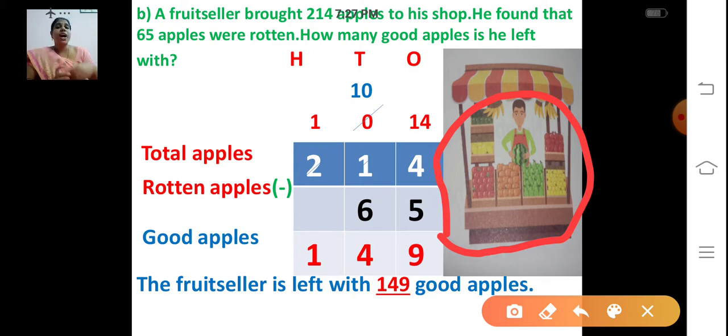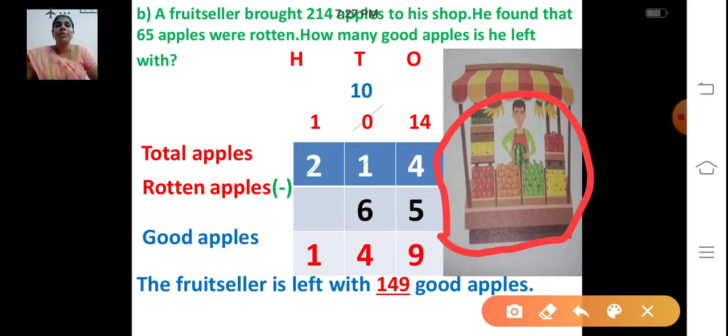Subtraction. So now he has taken those apples away, right? 65 apples he has to take away, right? So that 65 is taken away, so the amount of apples will be reduced, right? So we are going to do subtraction. What are we going to do? Subtraction. So now write it down.